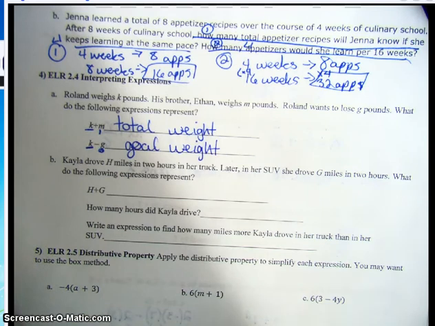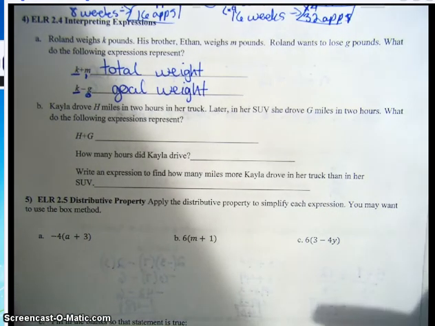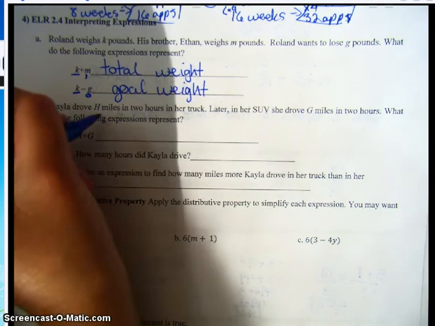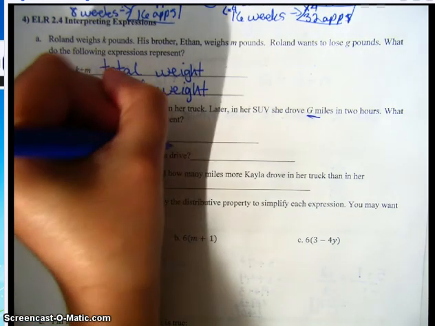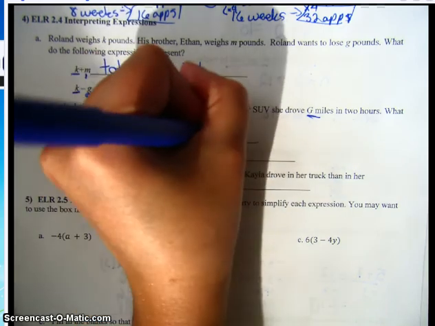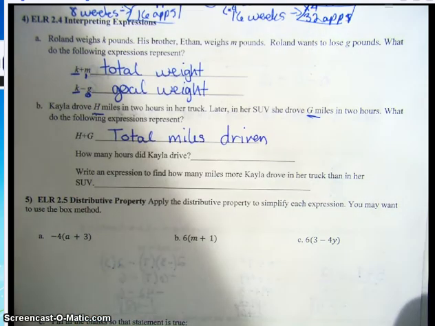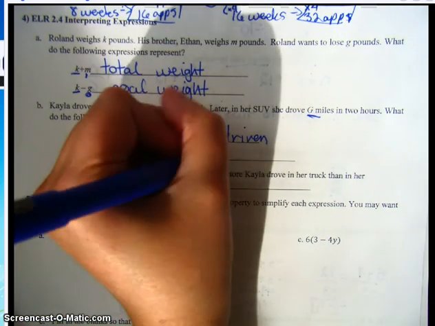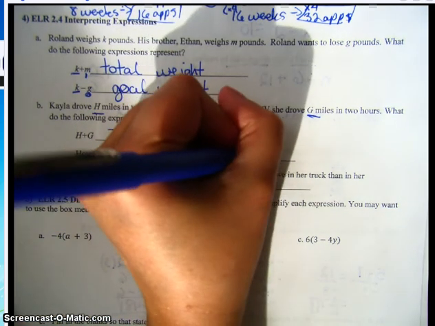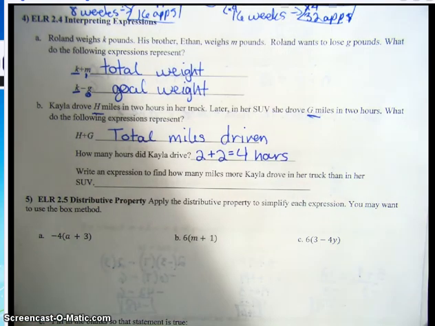Okay? Let's talk about B. So B, Kayla drove H miles in 2 hours in her truck. Later in her SUV, she drove G miles in 2 hours. What do the following expressions represent? So H plus G. So we're looking at H miles in her truck, G miles in her SUV. So this should be total miles driven in both cars. Okay. How many hours did she drive? Well, 2 hours in her truck plus 2 hours in her SUV. That's 4 hours.